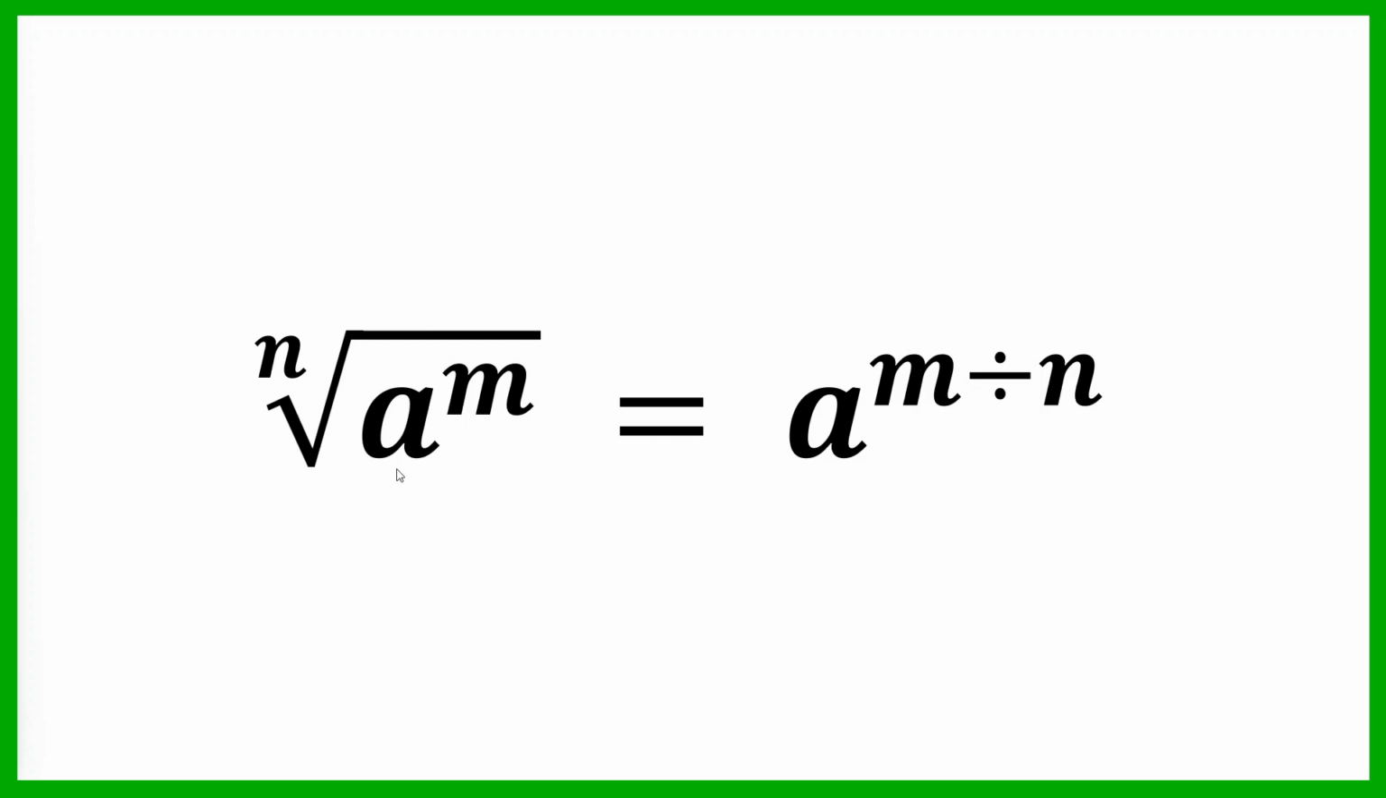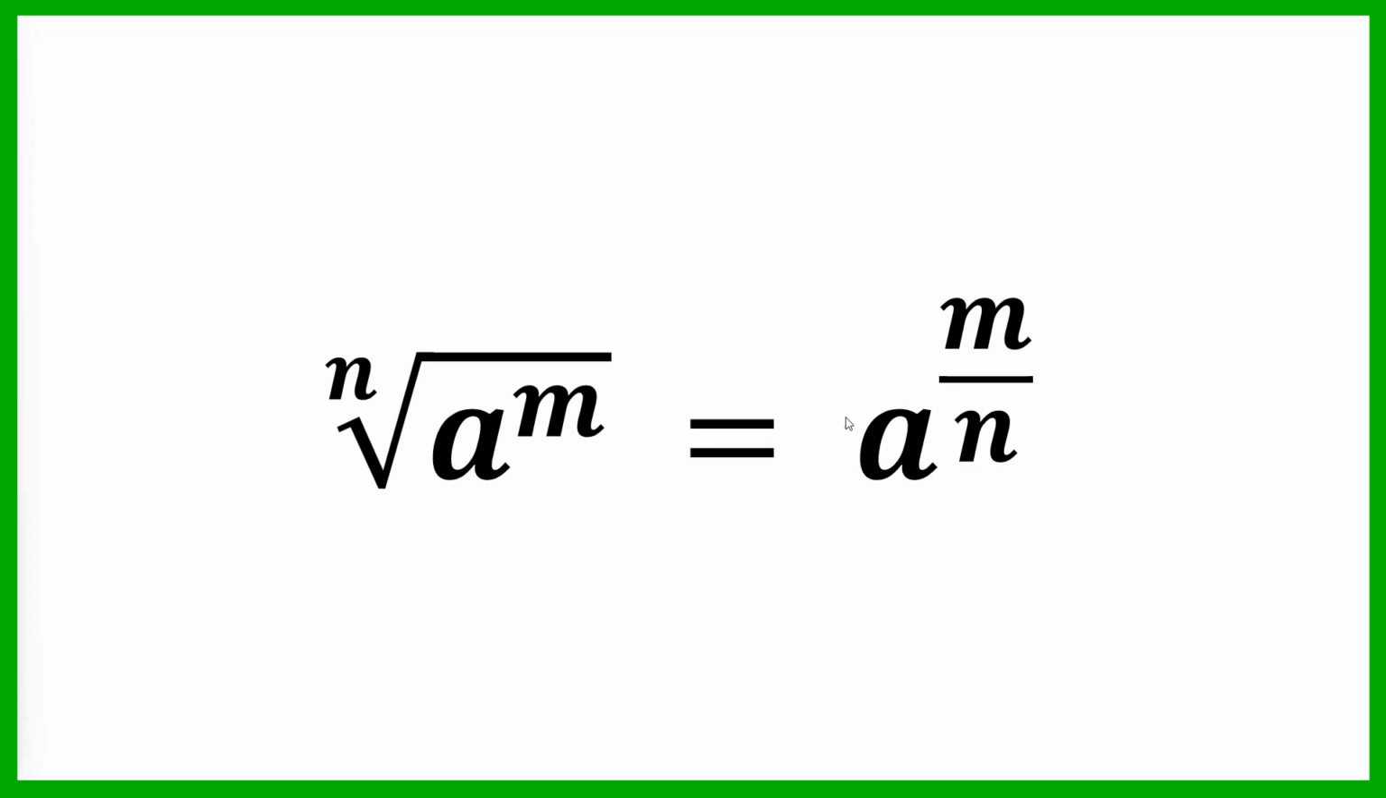Again, the base stays the same, it's not changing, so a stays a. So if this base is 2, it'll stay 2. If it is 3, it'll stay 3. If it's x, it'll stay x, and so on. But we divide the exponent inside by the root index. And then this can also be written like this, where you have a to the power of m over n, because remember, a fraction means division. So this means the same as m divided by n.